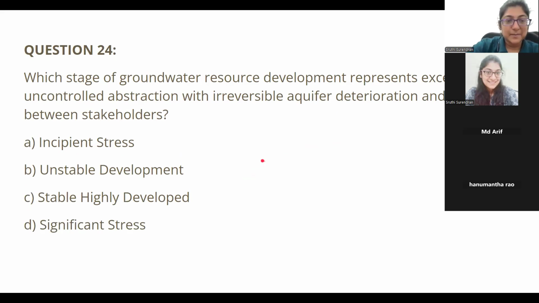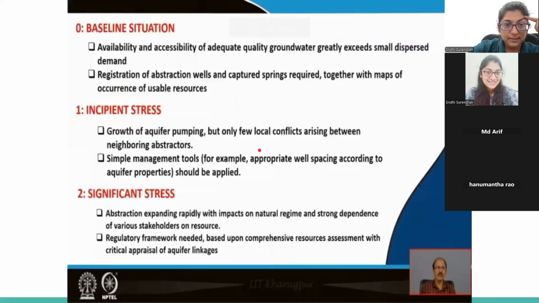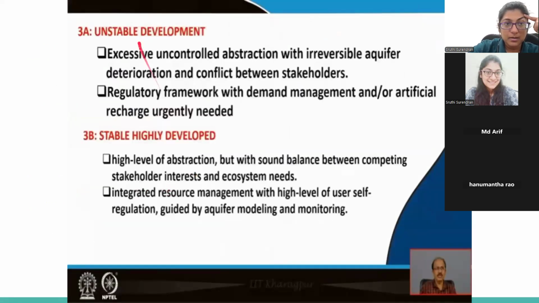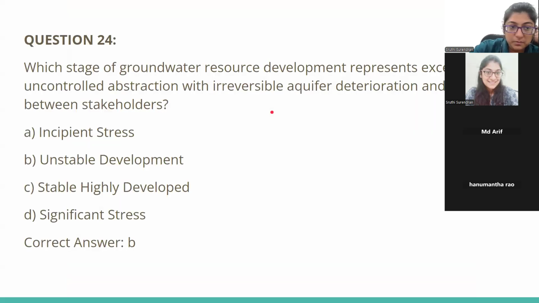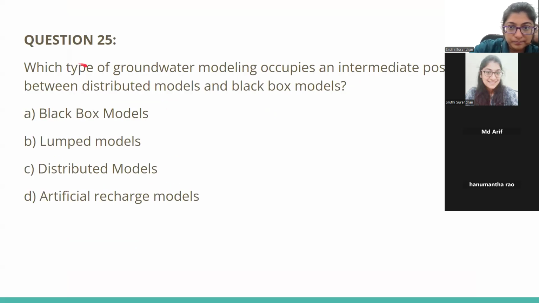Correct answer is unstable development. So we see that here there is excessive uncontrolled abstraction, the aquifer deterioration is irreversible, and there's a huge conflict between stakeholders. So the correct answer is option B, unstable development.